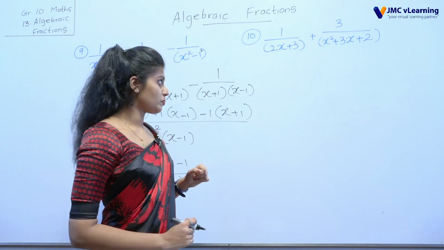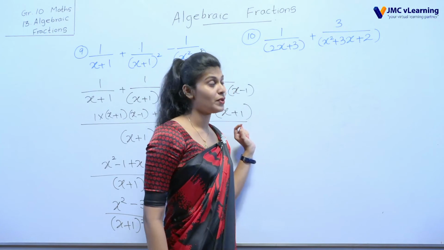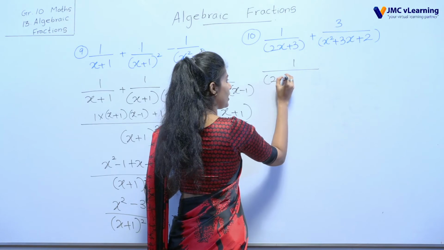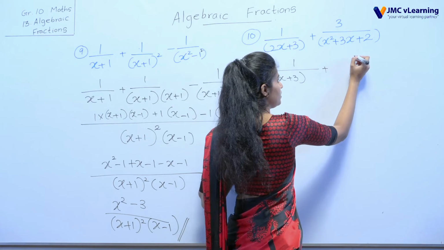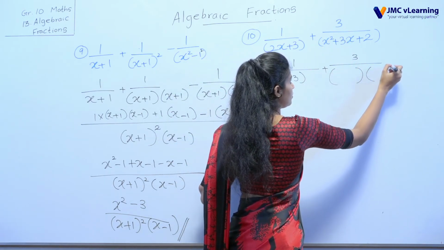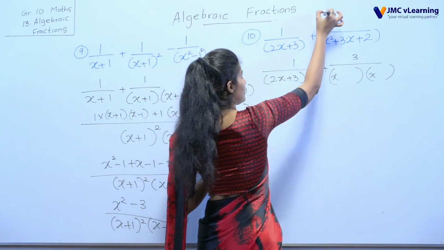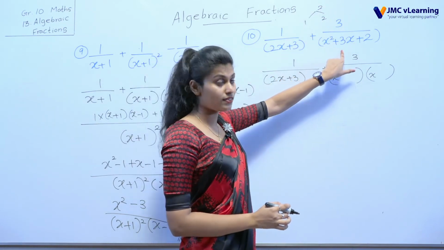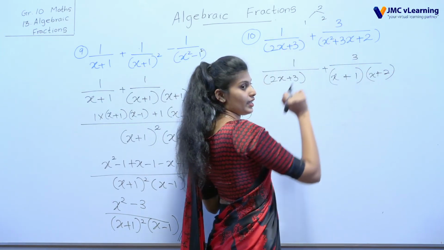1 over 2x plus 3, plus 3 over x squared plus 3x plus 2. Then let's write 1 over 2x plus 3, add 3 over, this one you have to write as multiplication factors: for x and x, here 2 is there, by multiplying 1 into 2. Using this one you have to take 3, then 1, 2, by adding you get 3.